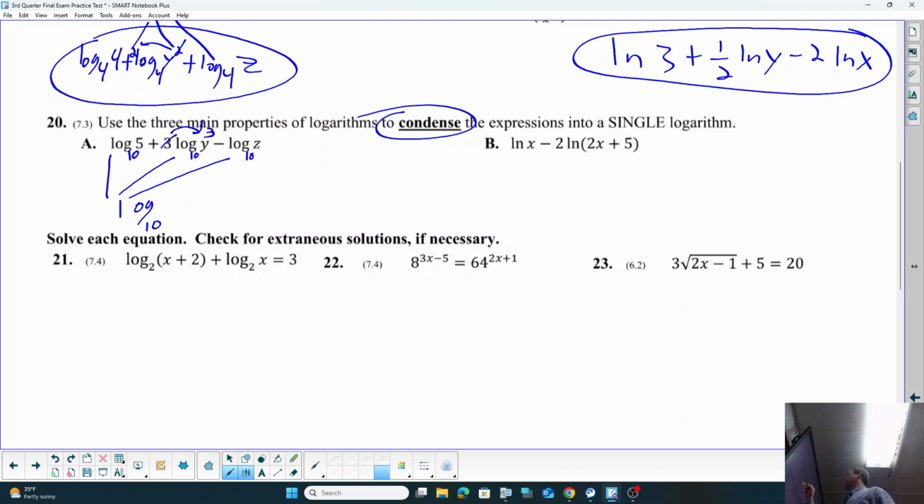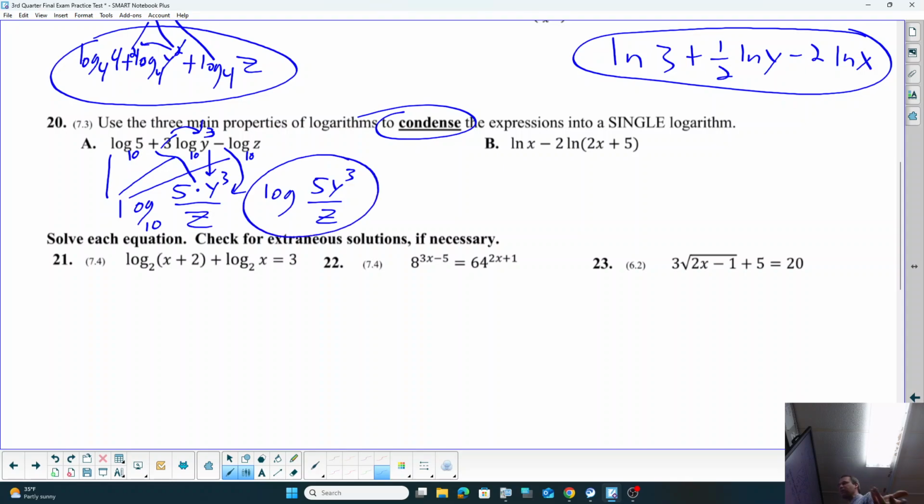So then we have log base 10, 5. Addition becomes multiplication. Y to the 3rd power. Subtraction becomes division with the z in the bottom. So that's our answer, log 5y cubed over z. Do you remember how to condense? Do you remember how to expand for the final exam?